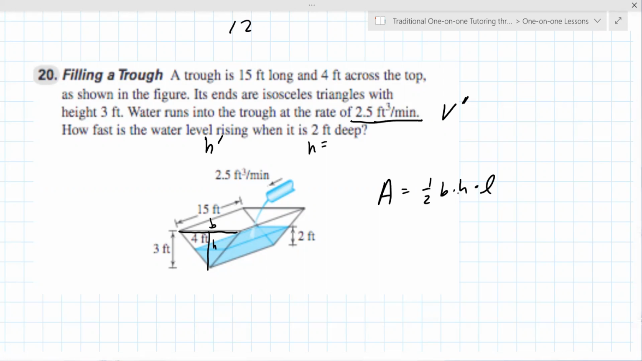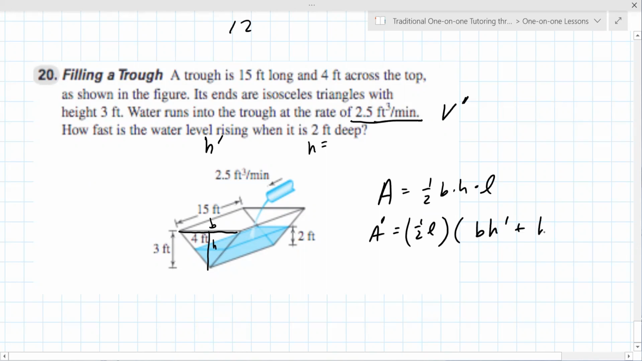Okay, and one of the things that's not good here is if we were to take a derivative of this, assuming L is a constant, you would end up getting a product rule of B and H, and that means you need to know B prime and H prime. H prime is fine because you're trying to find it. Let me actually just do that here. So let's say it was 1/2 L, and your derivative would be B H prime plus H B prime. And you don't know B prime. It's not given. You can't find it. So that's no good.